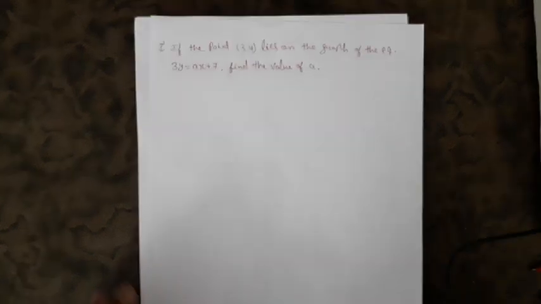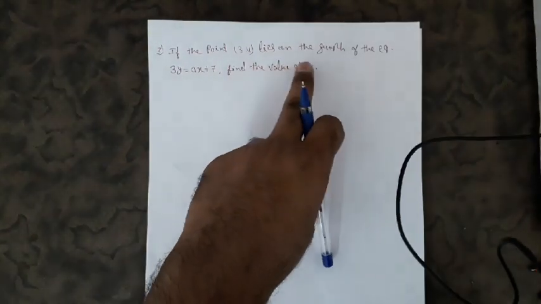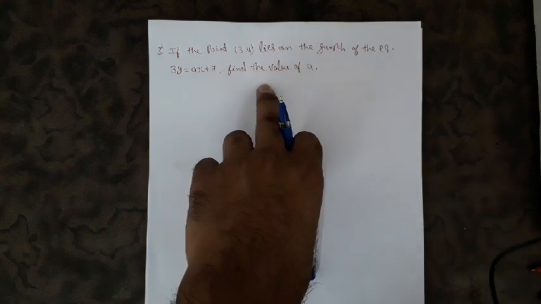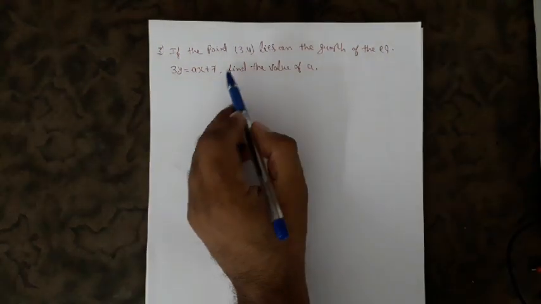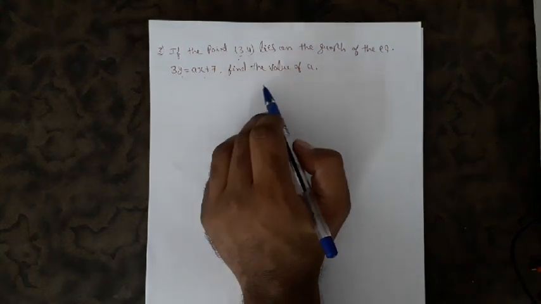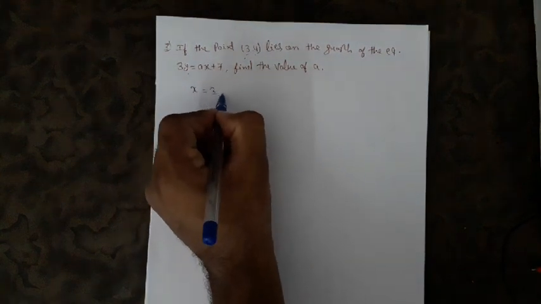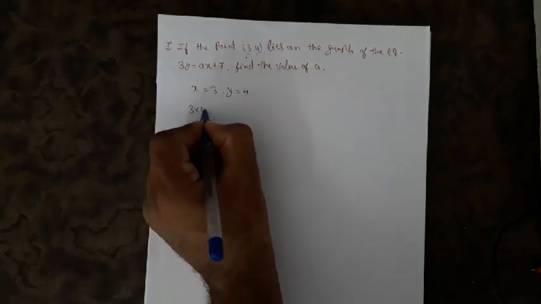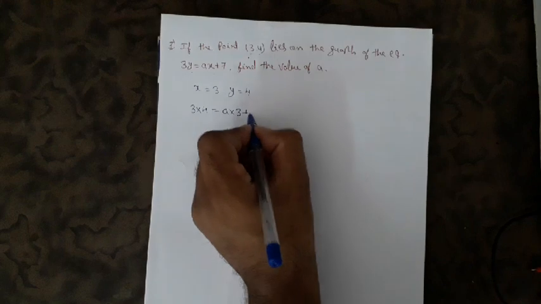Okay. Now the next question we have: if the point (3, 4) lies on the graph of the equation 3y equals ax plus 7, then we have to find the value of a. Now see, for this we have to take x equals 3 and y equals 4, and we'll put the values of x and y in the equation, then we'll get the value of a. So instead of x, we'll take 3, and instead of y, we'll take 4. So 3 into 4 equals a into 3 plus 7.